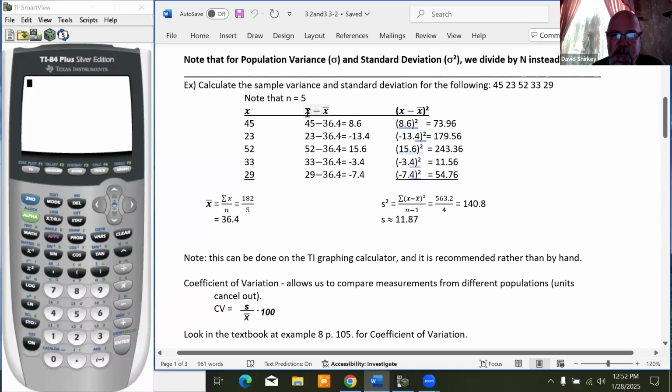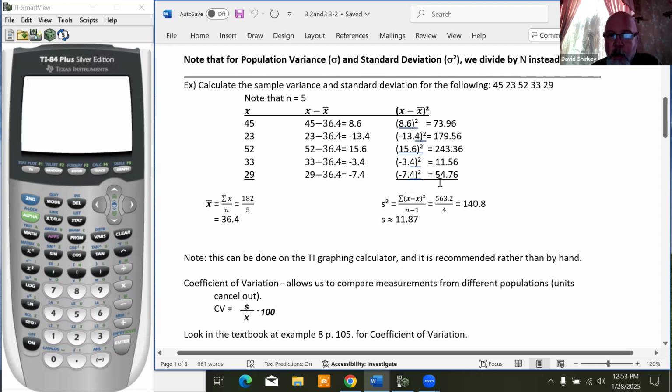Next column, you take each x value from the first column and subtract this x bar, 36.4. For example, we'll have 45 minus 36.4 equals 8.6, and so on, all the way down to 29 minus 36.4 equals negative 7.4. Then you take these values of x minus x bar that you calculated and you square them. For example, 8.6 squared gives you 73.96, the way I rounded it, all the way down to negative 7.4 in parentheses squared, which is 54.76.